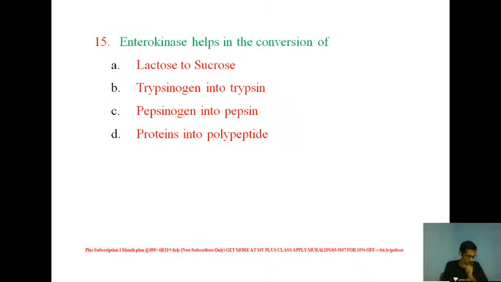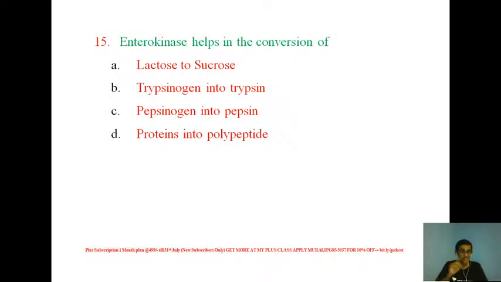Next, enterokinase helps in the conversion of what? Lactose to sucrose, trypsinogen into trypsin, trypsinogen into pepsin, proteins into polypeptide. Enterokinase is one of the activating enzymes. Anyone can answer in the live chat box. So enterokinase is an activating enzyme.